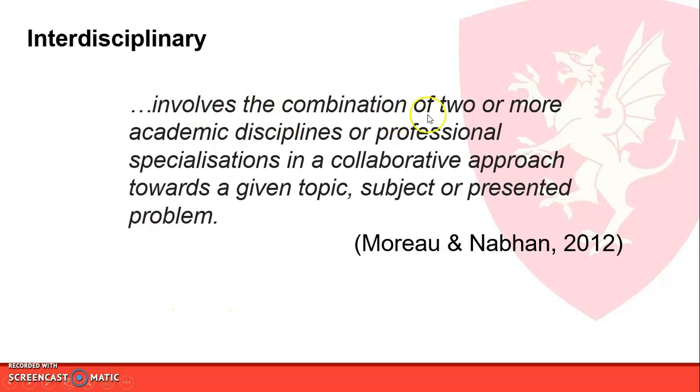This is a combination of two or more academic disciplines in a collaborative approach. So the difference here is that it's collaborative. In multidisciplinary, they address the issue from their own discipline, while in interdisciplinary, it's a collaborative approach. You have the subject in question, and you pool all your knowledge together around the table and try and come up with a collaborative answer or approach as a solution.